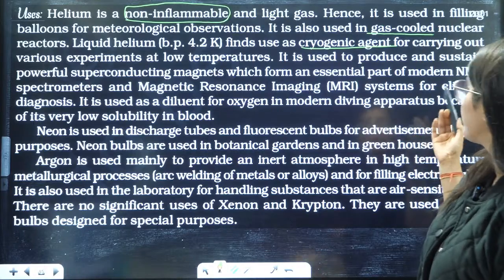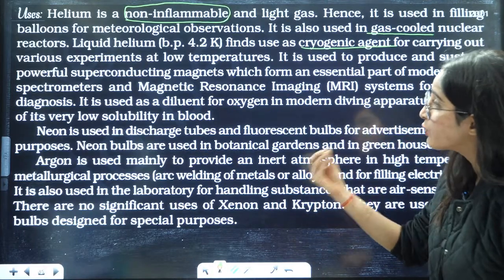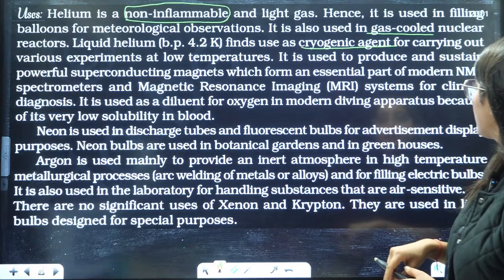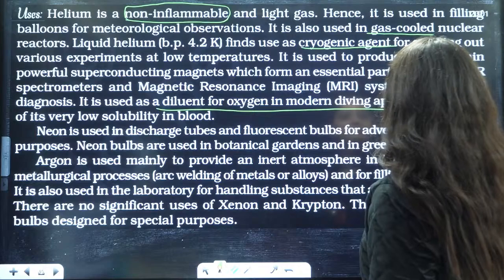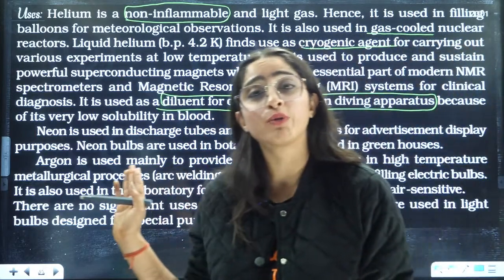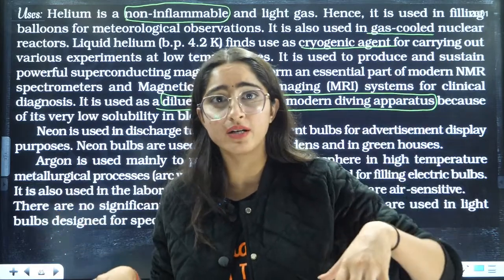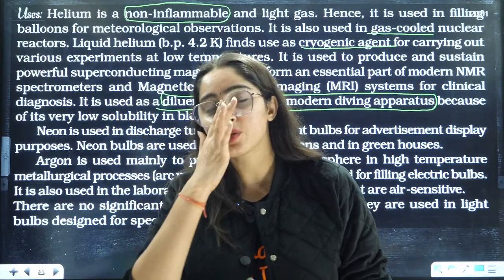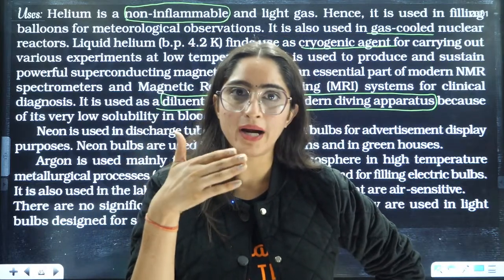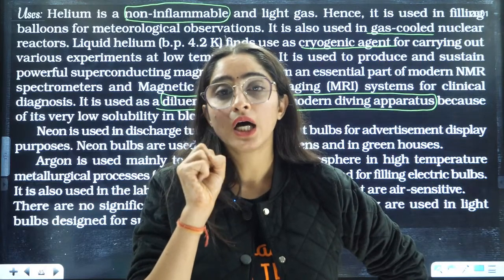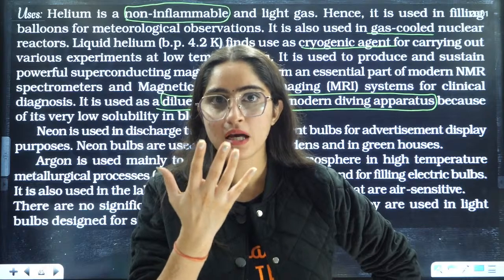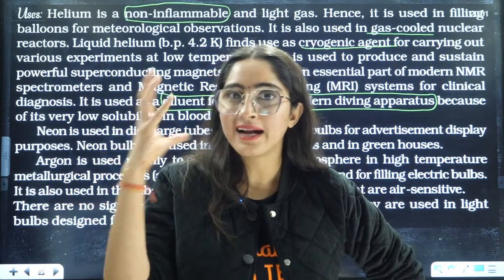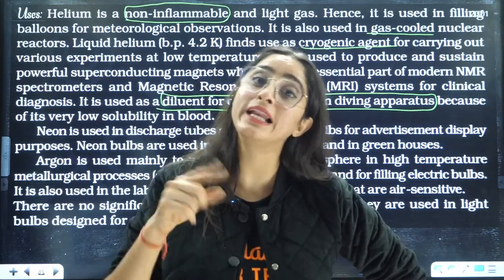Then we have MRI for clinical diagnosis. It is used as a diluent for oxygen in modern diving apparatus. So you know what this is? We have studied this in solubility as well. Helium is added by scuba divers. Why? To avoid bends. When you go down in the sea, the solubility will increase, and after they come out, the solubility will decrease. Because of that process, there will be bends. So to avoid that, they need a gas in the gas chamber which is totally inert. That is why helium is added there.